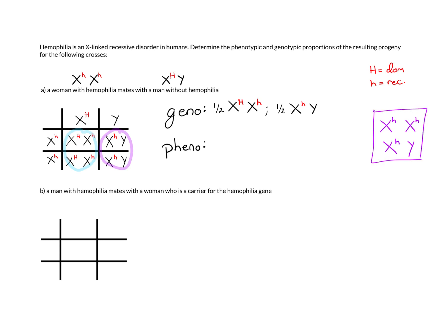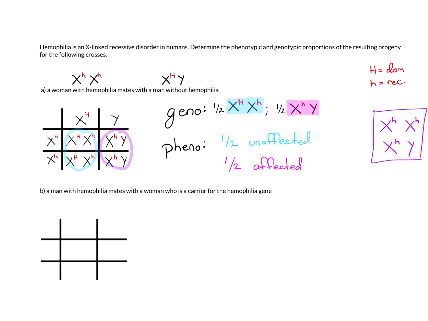As a result, we can see that half of the progeny will be unaffected by the disorder, 100% of which will be female, and the other half of the progeny will be affected by hemophilia, 100% of which will be male. Alright, so in part B, we would apply a similar approach. So again, designating representative alleles for the parental generation.